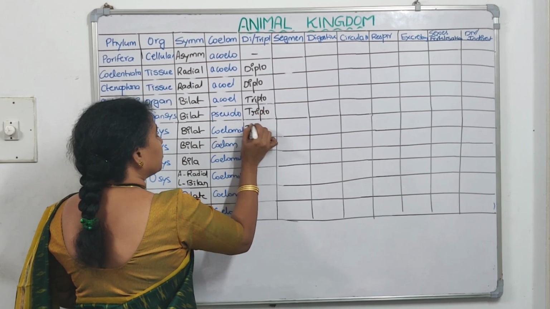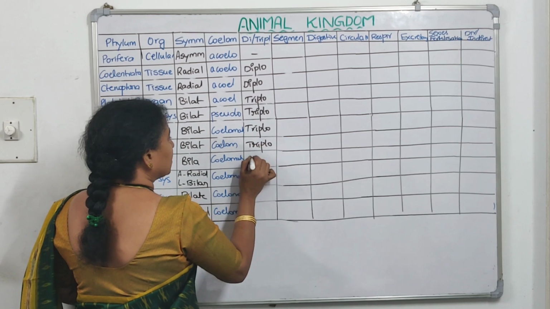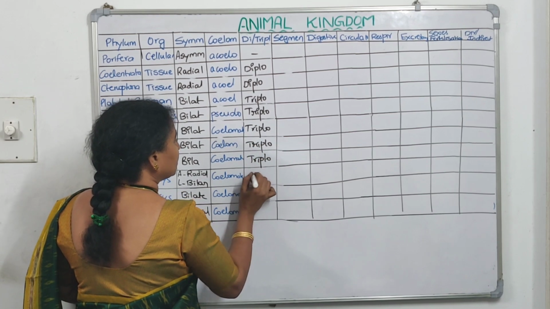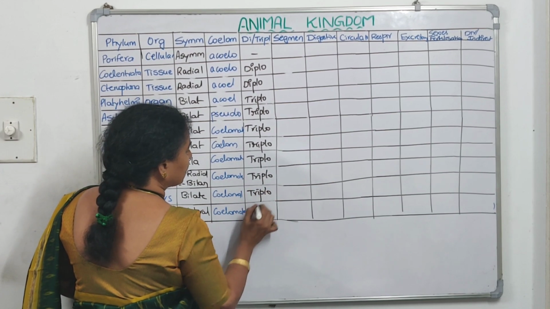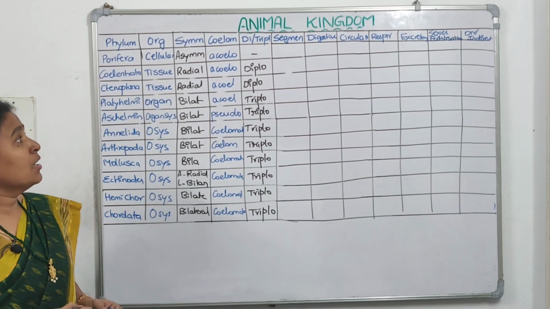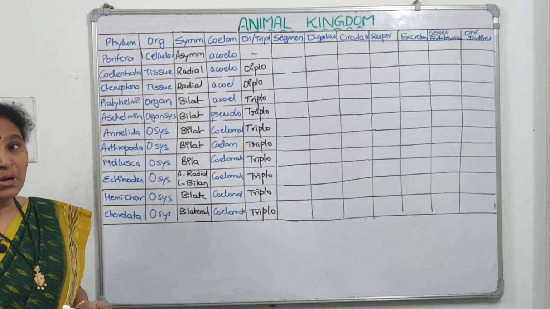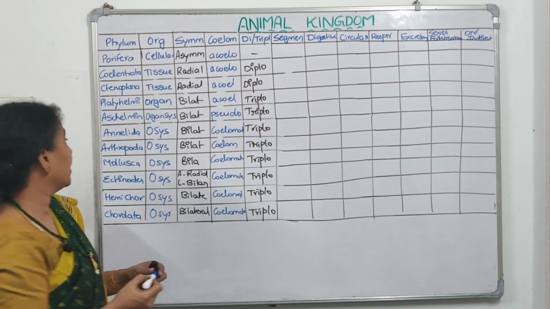Triploblastic, triploblastic, triploblastic. All the three germinal layers will be there. Now coming to segmentation, there are only three phyla which show segmentation. What are they? Annelida, Arthropoda and Chordata.